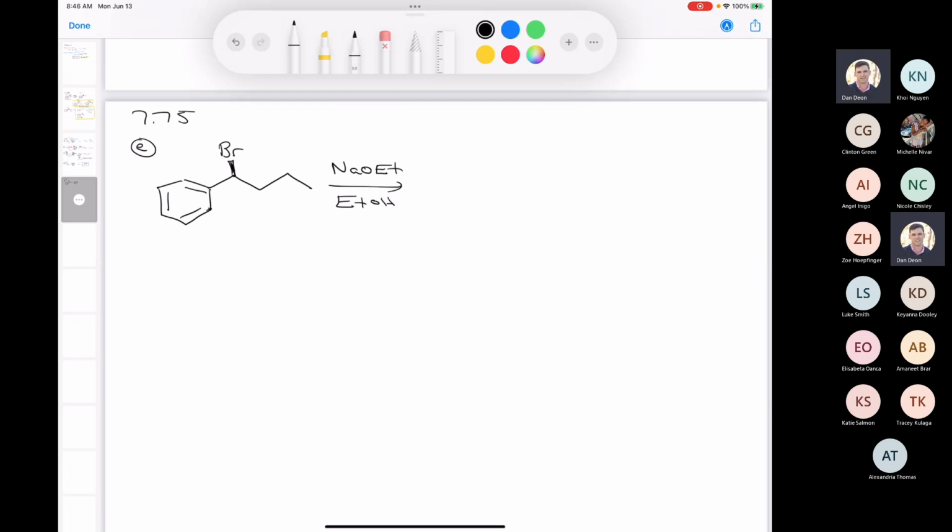So I've got a secondary alkyl halide, and I have a strong nucleophile, strong base. Could anybody tell me what mechanism is going to predominate in this case? SN1, SN2, E1, or E2? Secondary alkyl halide, strong nucleophile, strong base. What's going to predominate here? You have to go back to the table and look.